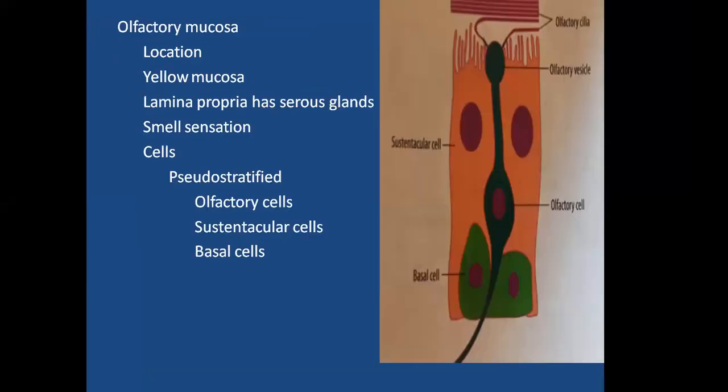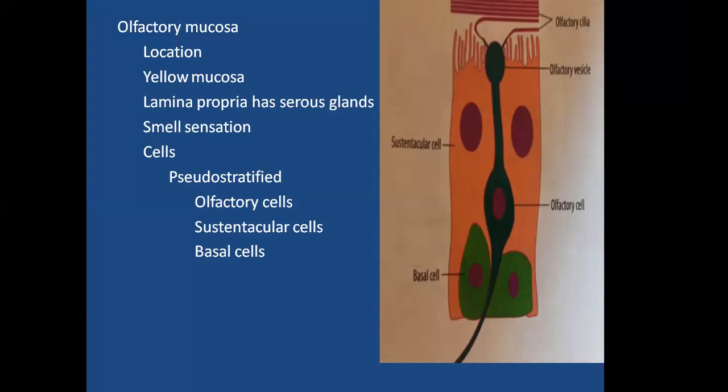Now coming to the olfactory mucosa. As we already discussed, the nasal cavity consists of the respiratory mucosa and olfactory mucosa. Now, the olfactory mucosa has a bit of variations. First of all, we will discuss the location of olfactory mucosa. The olfactory mucosa lies above the superior concha and over the roof of the nasal cavity, and the upper part of the nasal septum.